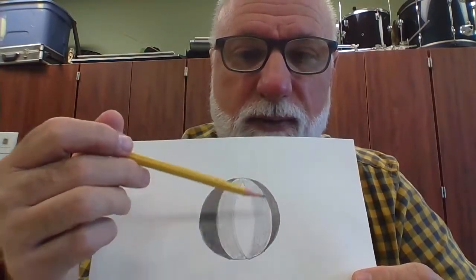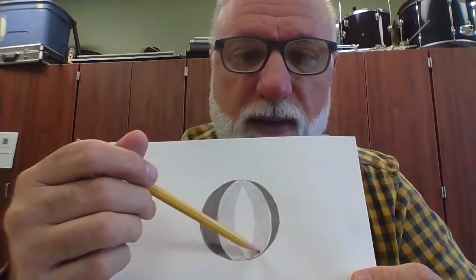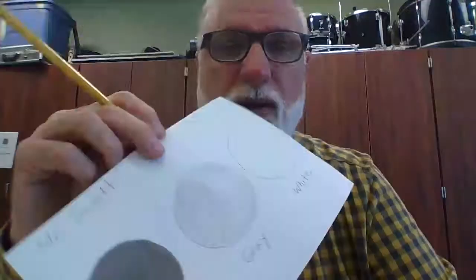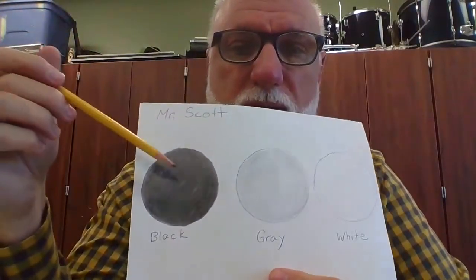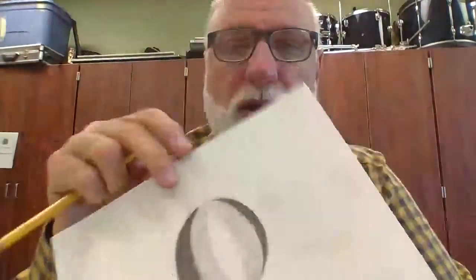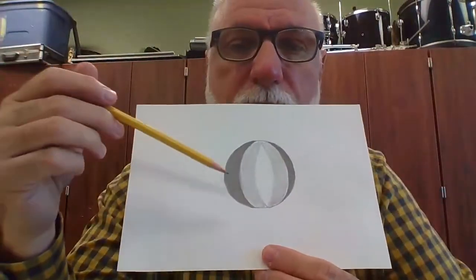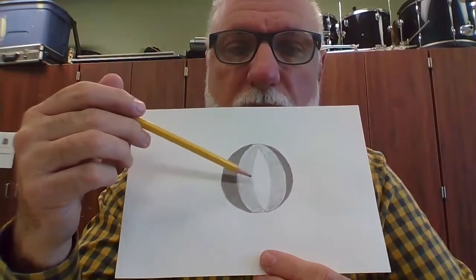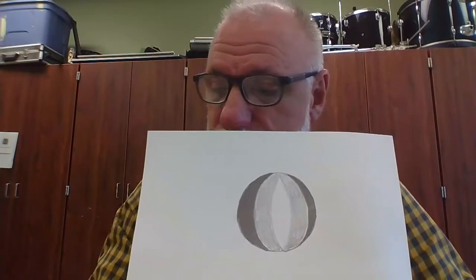Gray value, black dark value. So just like we did on the circles on the back, black, gray, white. I've got all three of those on my ball. Black, gray, white. But you know what? It doesn't really look three-dimensional yet. It doesn't really look like a round ball yet. Kind of looks like a striped circle, doesn't it, a little bit? But here's how we're going to make it really look three-dimensional.